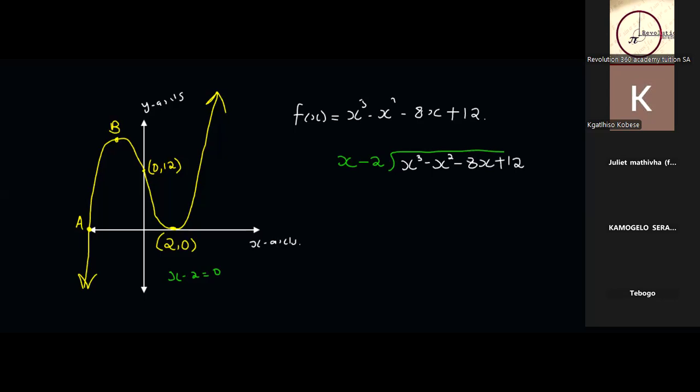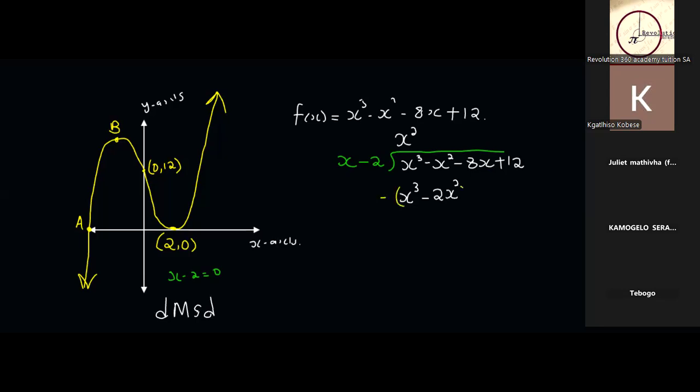So I'm going to start by dividing. You're going to say x cubed divided by x, that is x squared. You write x squared there. And then you multiply. So it will be x squared times x, that will be x cubed. Then x squared times minus 2, that's minus 2x squared. Then now you subtract. Remember, when you subtract, you put them in brackets so that you don't make mistakes. So x cubed minus x cubed is 0.